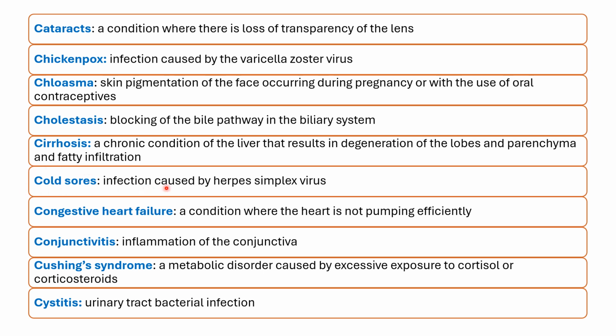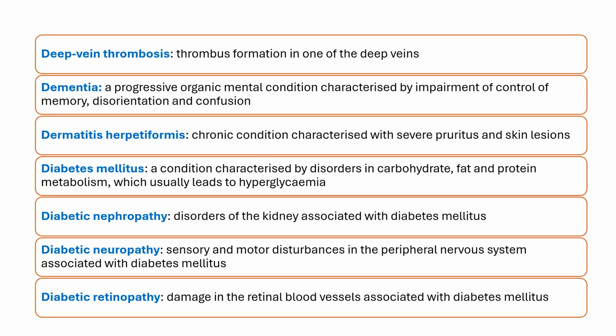Cold sores is an infection caused by herpes simplex virus. Congestive heart failure is a condition where the heart is not pumping efficiently. Conjunctivitis is the inflammation of the conjunctiva. Cushing syndrome is a metabolic disorder caused by excessive exposure to cortisol or corticosteroids. Cystitis means urinary tract bacterial infection. Deep vein thrombosis means thrombus formation in one of the deep veins.